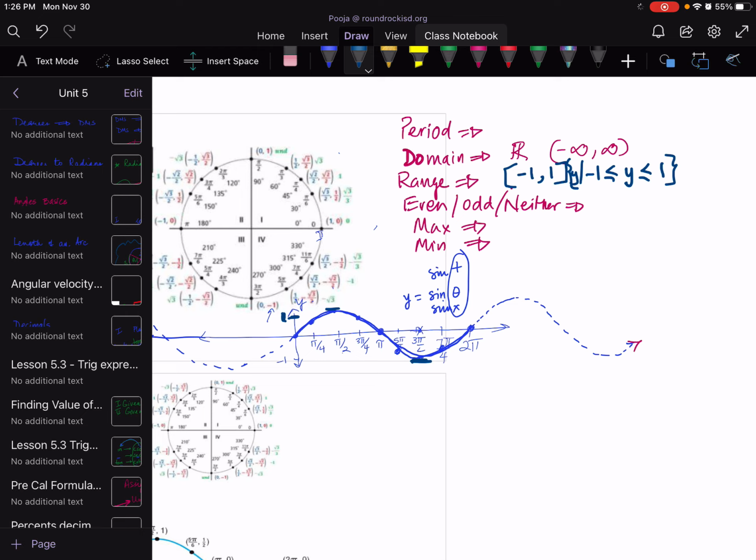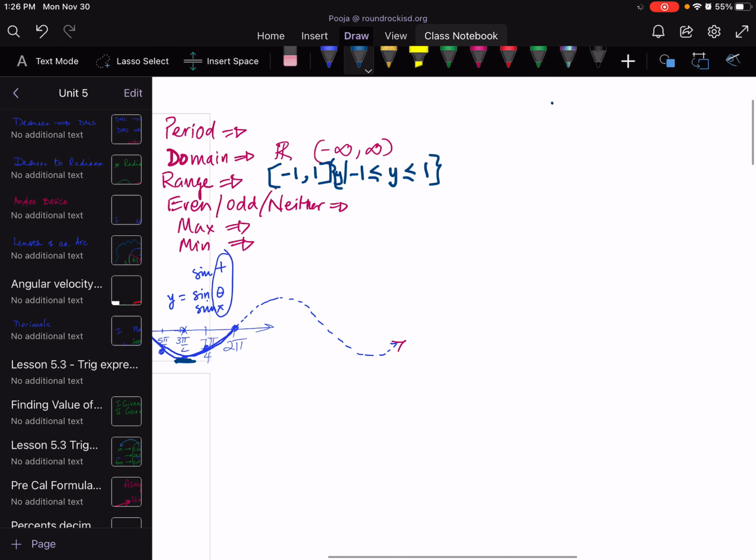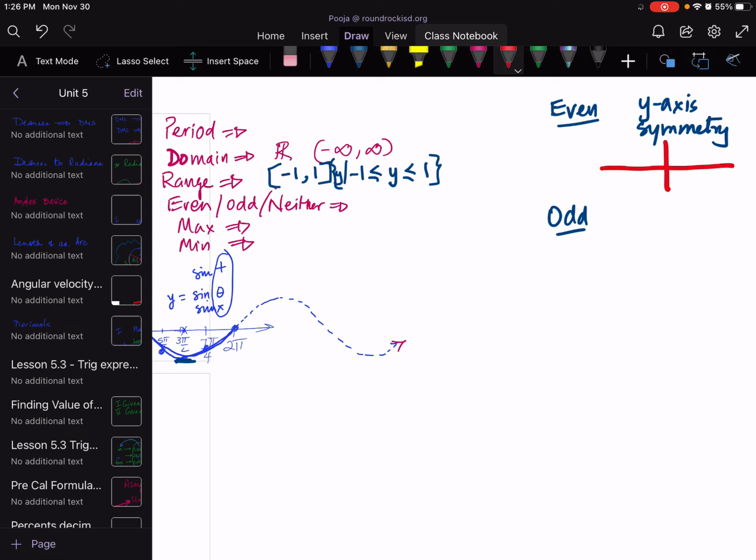Then, is this an even function, an odd function, or neither? I have to review with you real quick what even functions and odd functions were. How do we recognize them? Even functions are symmetric with respect to the y-axis. They have y-axis symmetry. What does that mean? Y-axis symmetry would be if we have a graph that goes this way, then there will be a reflection of that exact same stuff over the y-axis. Exact same stuff reflected across the y-axis, and this is an even function.